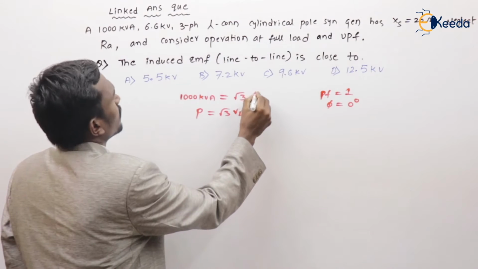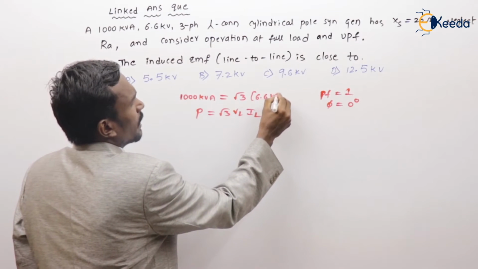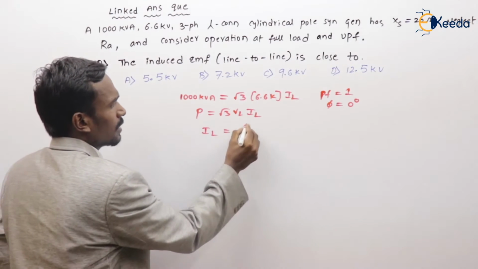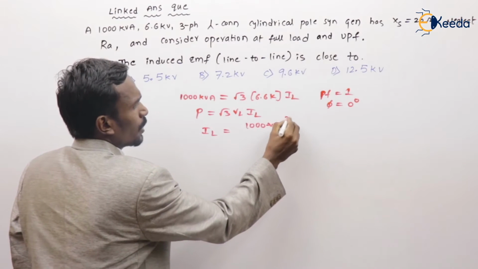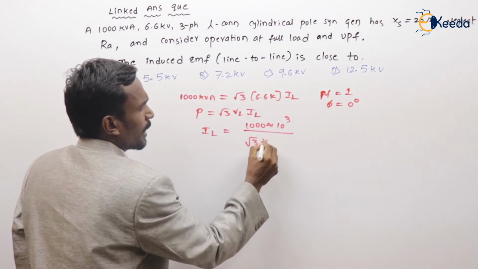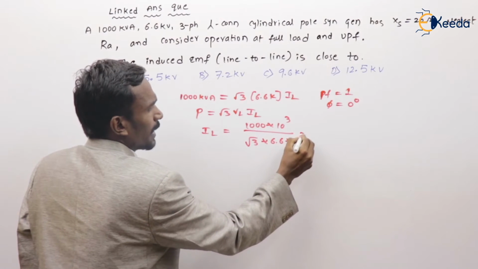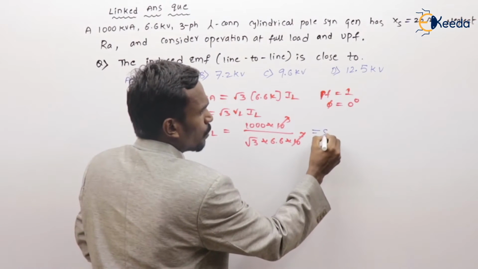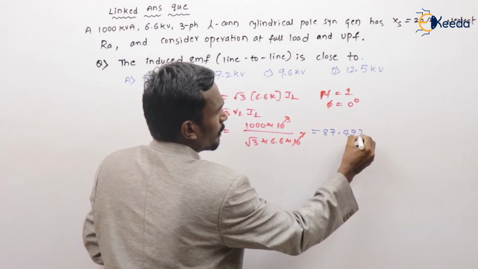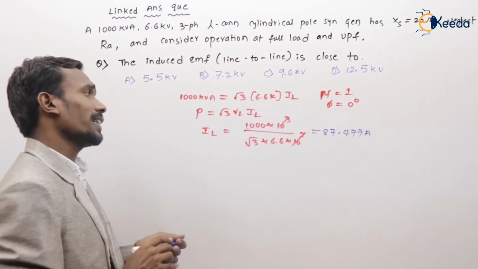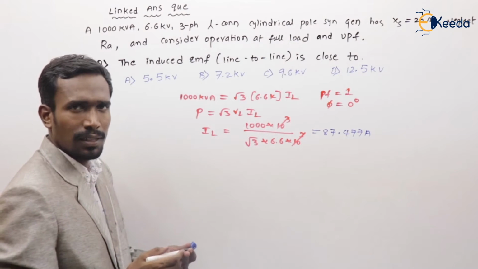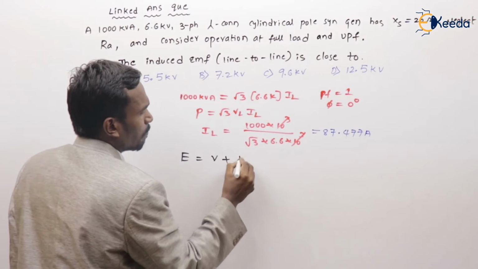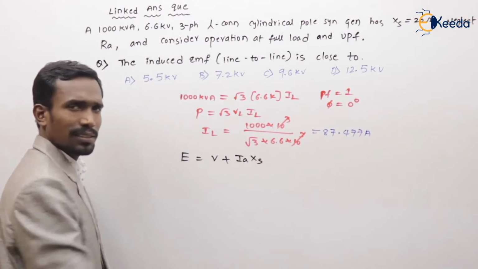Root 3 into, what is VL? 6.6 kV into IL. If you calculate IL from this, 1000 into 10 cube divided by root 3 multiplied by 6.6 into 10 cube, you can get the answer IL is equals to 87.477 amperes.